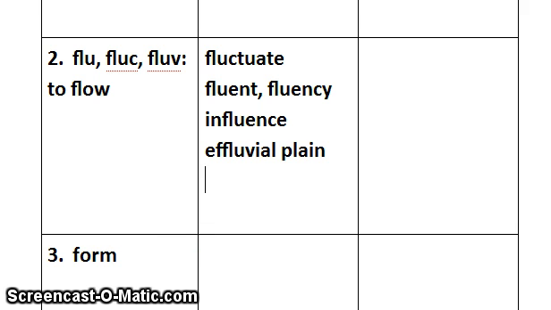So go ahead and hit the pause button at the bottom of your screen and then take a minute to draw a sketch for flu, fluke, fluve to flow, and then we'll move on.